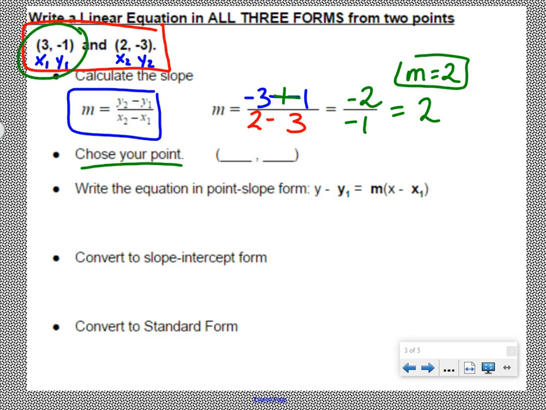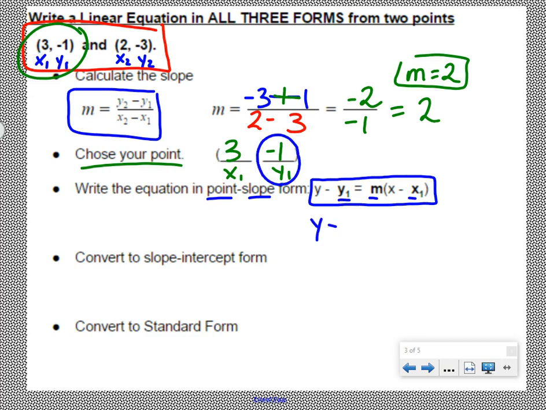They both have a negative number, so I'm just going to take the first one, 3 and -1, which is x1 and y1. Write the equation in point-slope form. So here I rewrote the point-slope form standard version. We need to replace y1, m, and x1 with numbers. So we do y minus y1, which is -1, equals m, which we found using our slope formula, 2, times x minus x1, which is 3.